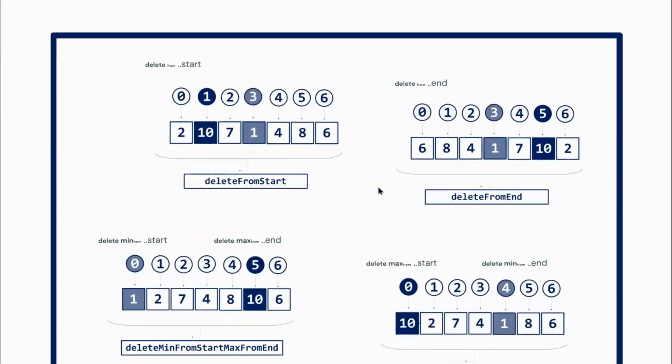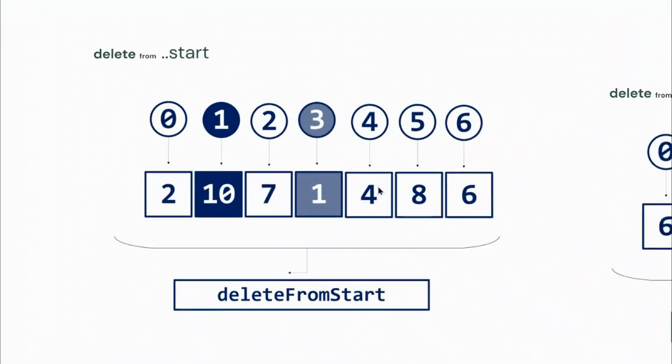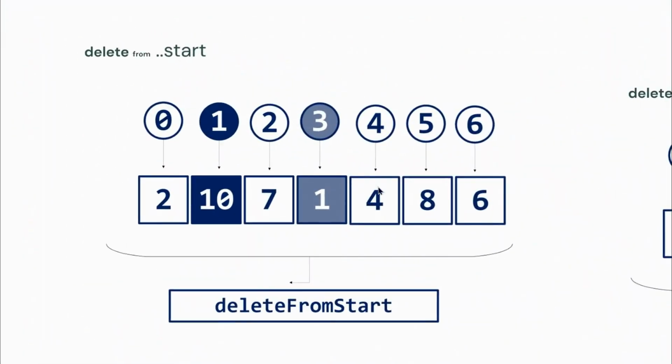Count: remove from front, or delete from start. Let's understand when we can consider this scenario. If either the minimum or maximum is far from the start but closer to the end, then we can sequentially delete elements from the start.